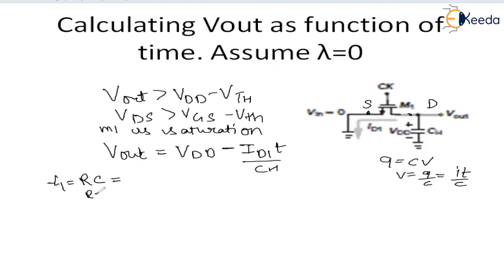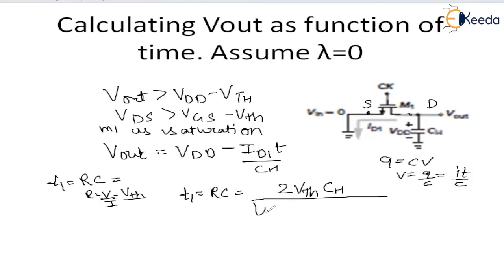R is simply the voltage upon the current. This is the VTH, and this current is the current due to the saturation region. So we can write T1 equals RC equals 2 VTH by CH into mu n Cox W by L times VDD minus VTH. After this particular time, M1 enters the triode region.